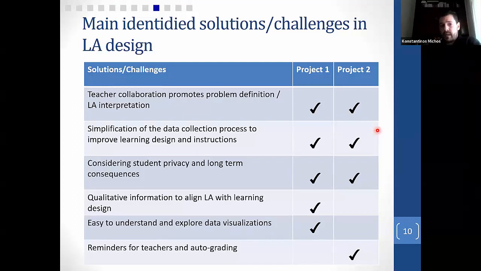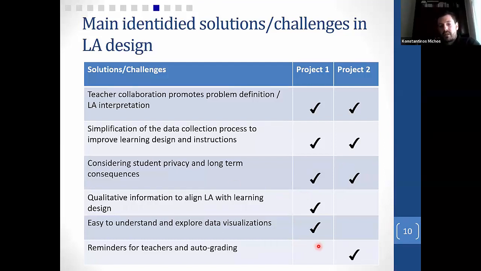Additionally, teachers highlighted in both cases the need to translate the data that they collected to improve the instructions they give to their students, for example, differentiated instructions, or to improve their learning designs. A third common issue was the early consideration of student privacy and some long-term consequences that this could have.